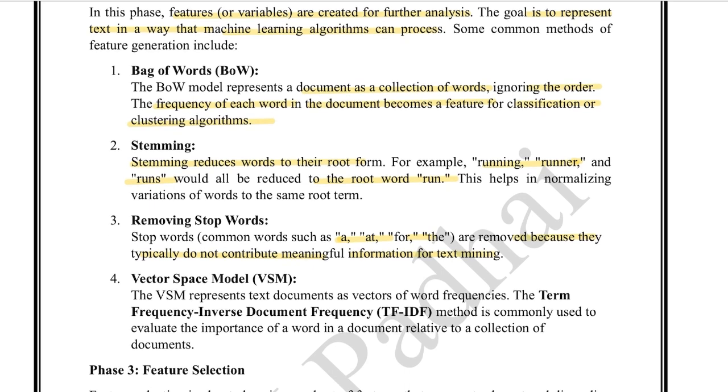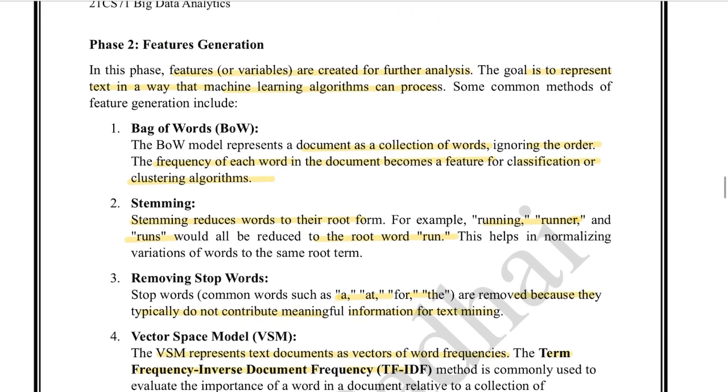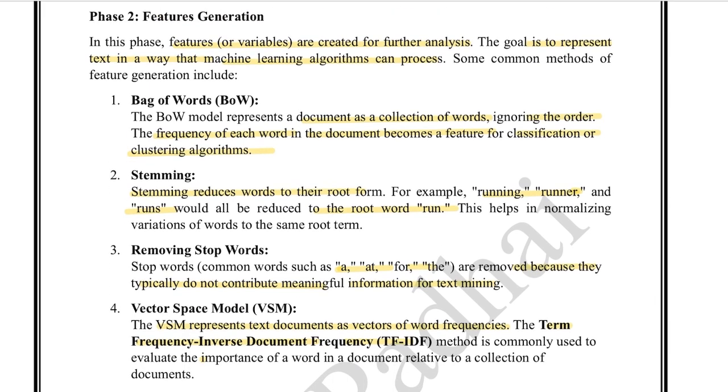Then you have the vector space model. The vector space model mainly represents the text documents as vectors of frequencies. The TF-IDF, that is the term frequency inverse document frequency method, is mainly used to evaluate the importance of each word in the document collection.